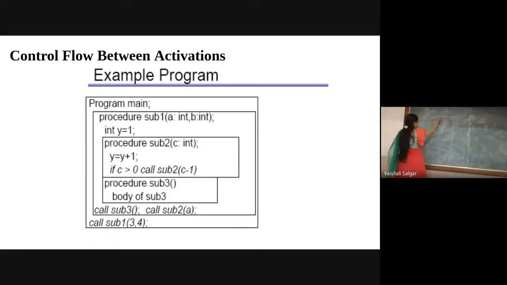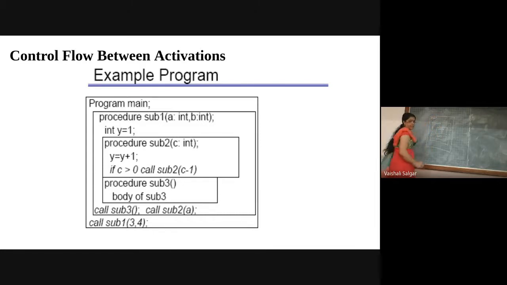See, so this is my main program. Inside main, there is a sub 1 procedure, right? As per the slide it is shown. Inside sub 1, there is sub 2, right? And there is one more procedure inside sub 1, that is sub 3. So these two procedures, sub 2 and sub 3, are inside sub 1, and sub 1 is inside the main program.